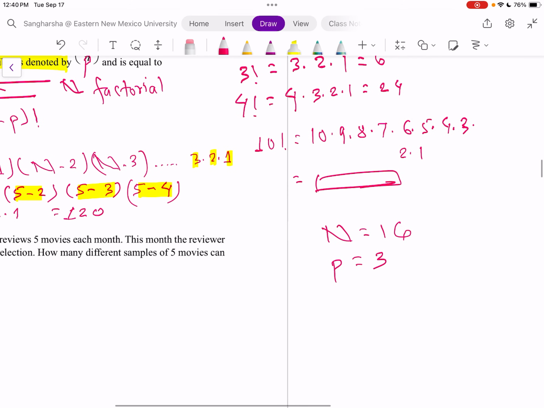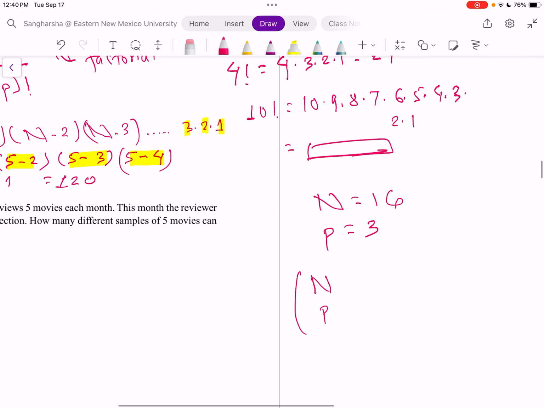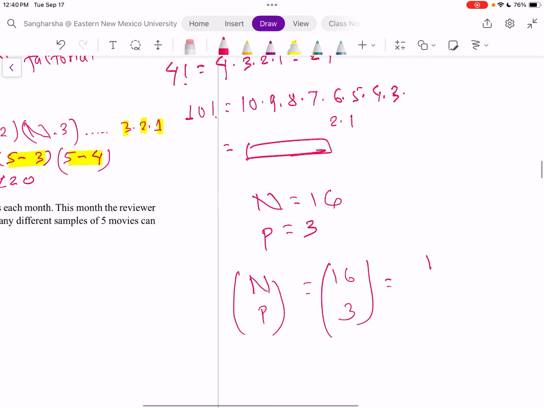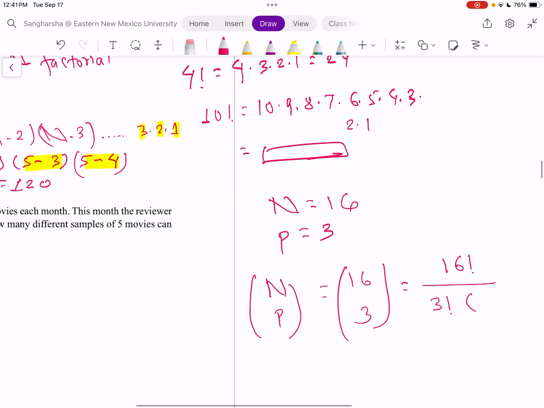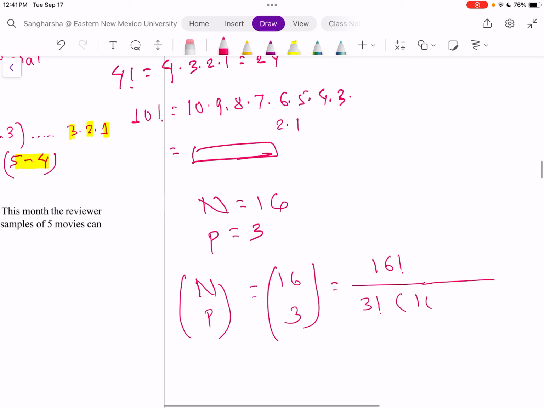Now let's use this formula. We represent it by nPp. So this is how we represent it. We substitute 16, 3, right? Now our formula is n factorial, which is 16 factorial, divided by p factorial. P is our 3, so 3 factorial times (n minus p) factorial. So our n is 16, minus 3 factorial. So we have 16 students all together, and we want to know in how many ways we can pick 3 students out of this 16.